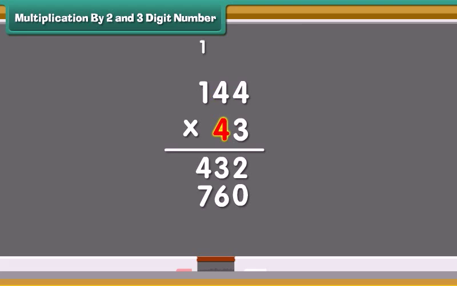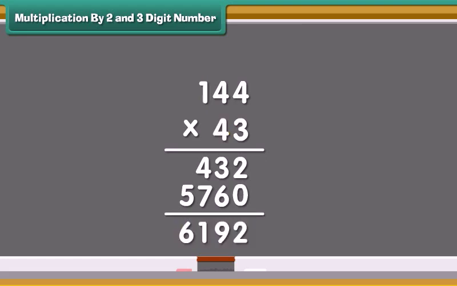Multiply 4 with the number 1 on hundreds and add 1 which was carried forward. Write 5 in the thousands place. Now add the two values. We get 6,192. So, 144 multiplied by 43 is 6,192.